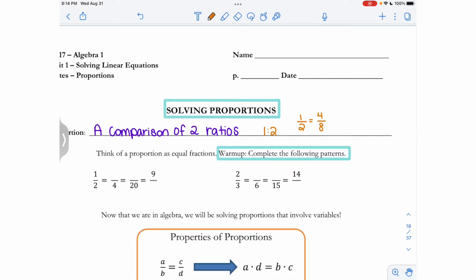So why don't we pause this video and you can complete the warm-up. It says complete the following patterns. I kind of gave you a hint in that orange example. So go ahead, pause the video, and try these problems.